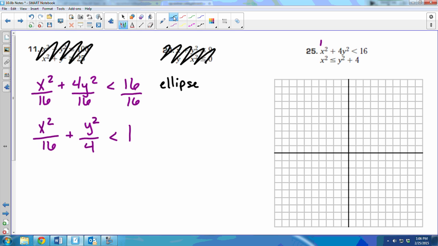So from this, is it horizontal or vertical? This is horizontal because why? Yeah, 16 is bigger and it's under the x. What's the center? 0, 0. What is A? A is 4, B is 2. Everyone know where I got all that information from?